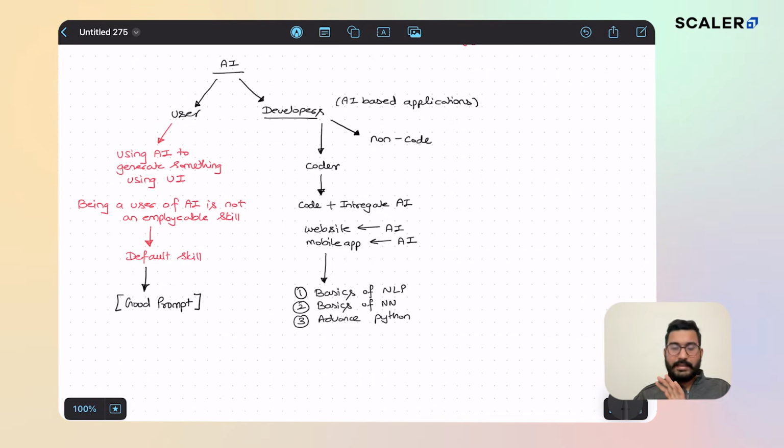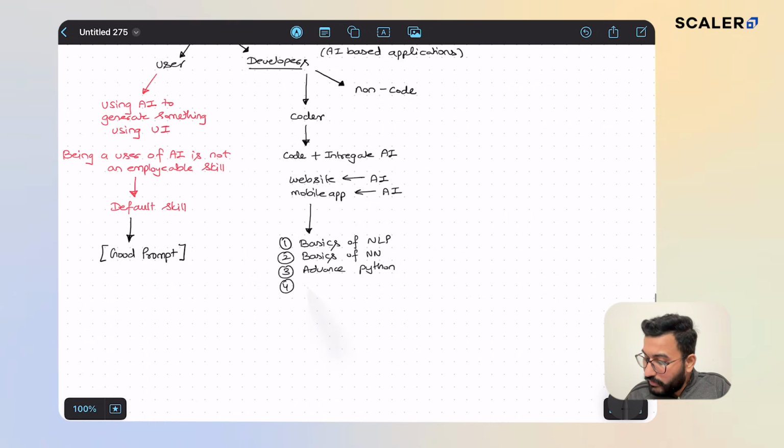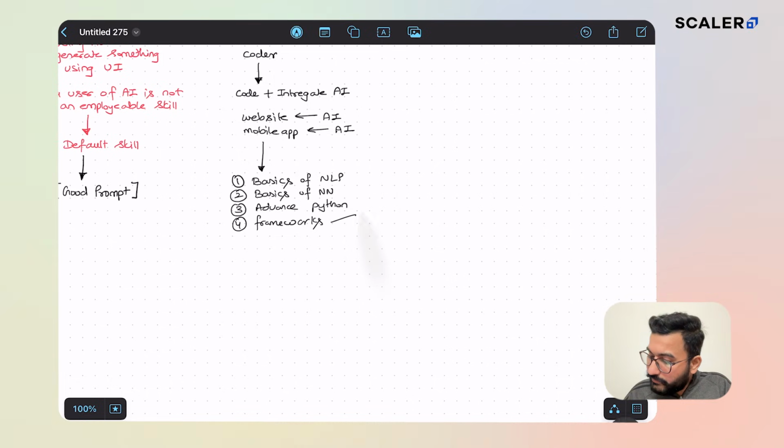All the latest AI technologies and the frameworks that have come in recent time are on Python. That is, advanced Python is required. Fourth is the knowledge of frameworks, such as LangChain and Llama Index. These are the frameworks which will help you to create your AI applications on Python. And this is what we will talk about in this series, how we can create AI applications using LangChain. This will be the core of this entire series.